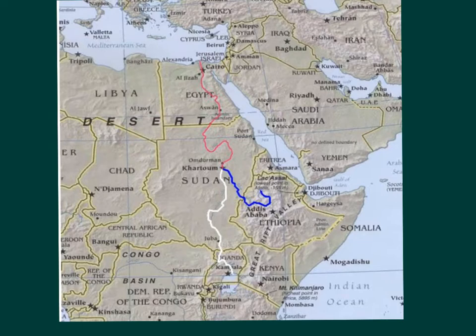The course of the Nile. The Nile is the world's longest river. It flows north from its sources in Central Africa to the Mediterranean Sea for more than 4,000 miles.